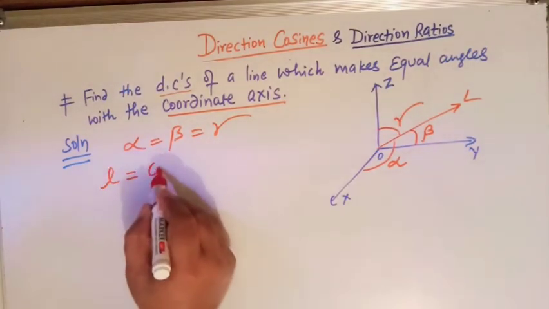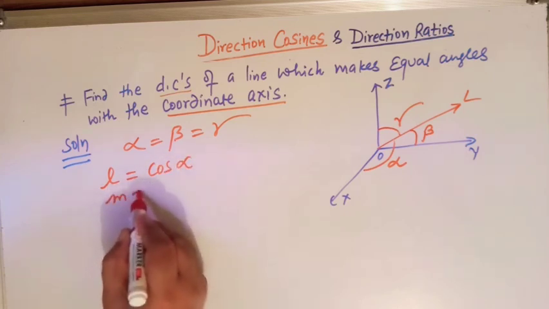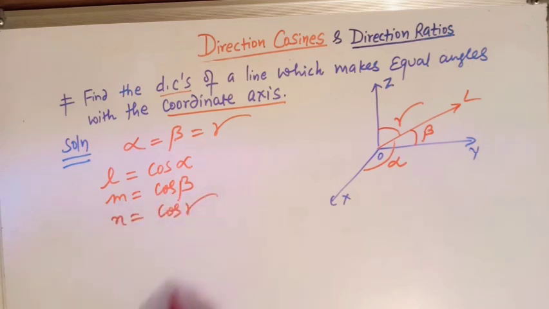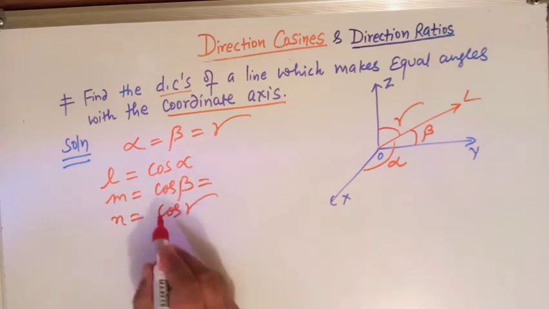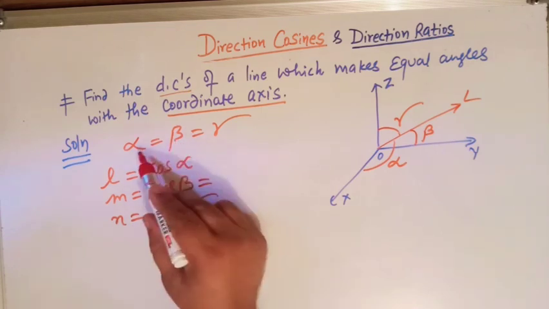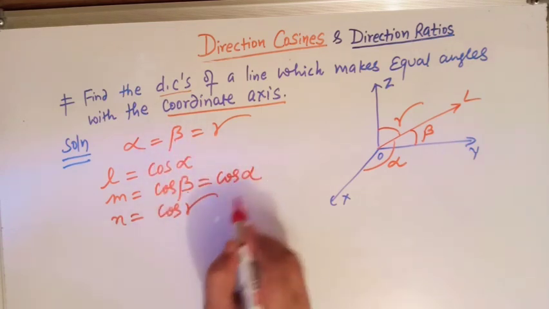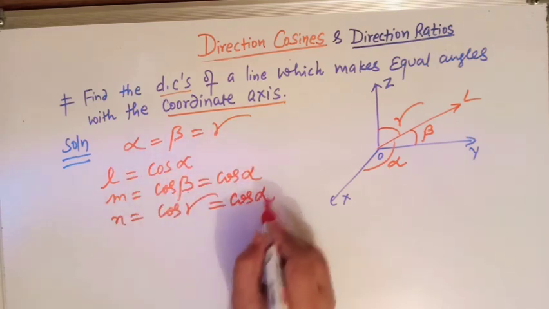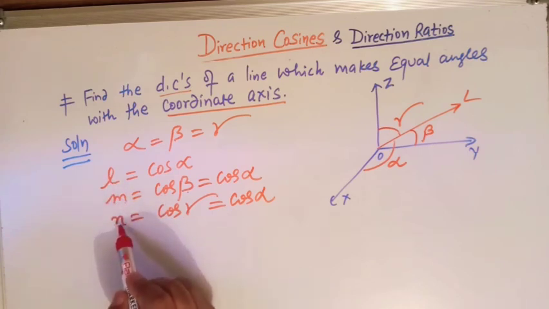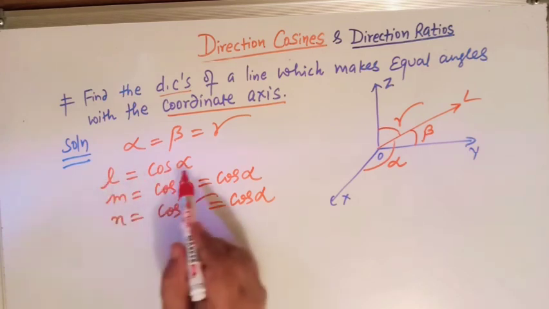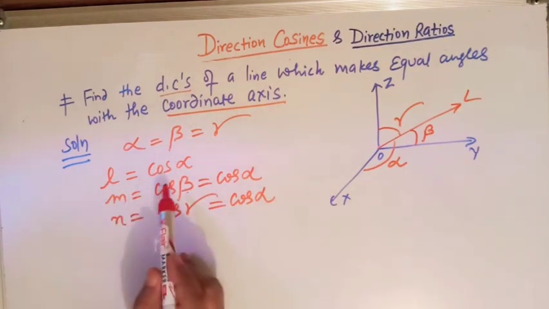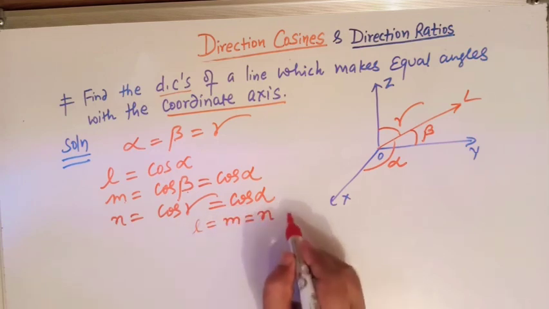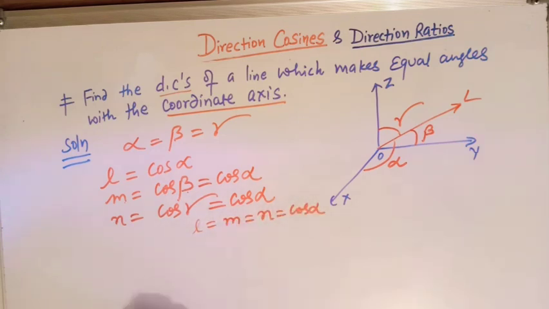Now we have l is equal to cos alpha, m is equal to cos beta, and n is equal to cos gamma, right? Now here we have cos beta, so beta is equal to alpha, so we can write cos alpha. Gamma is equal to alpha, so we can write cos alpha. Now l, m and n, all the three direction cosines are equal, right? So here we see that l is equal to m is equal to n is equal to cos alpha, right?